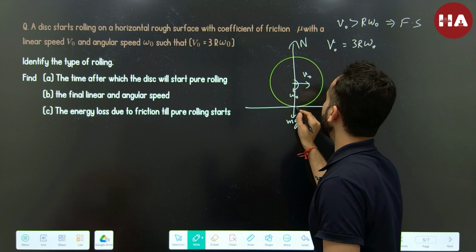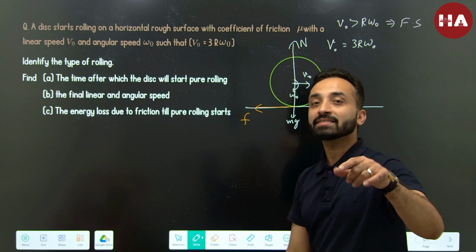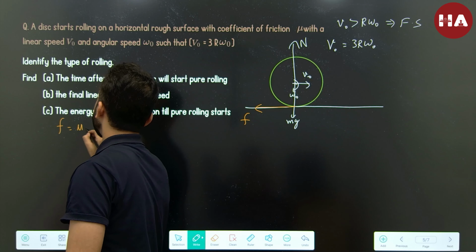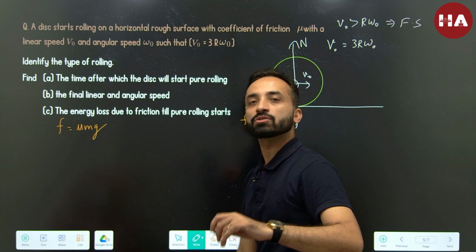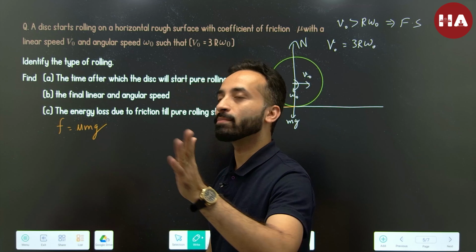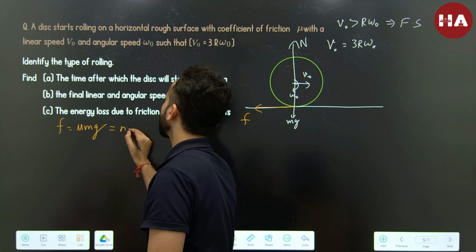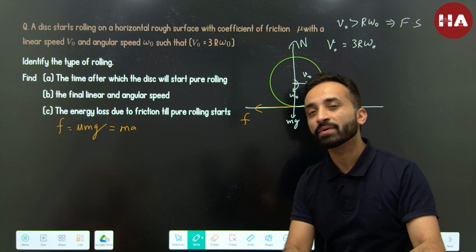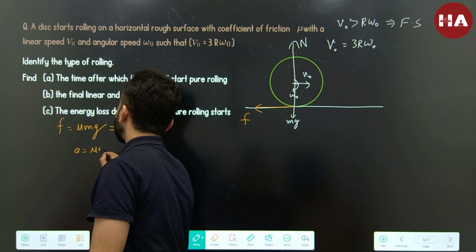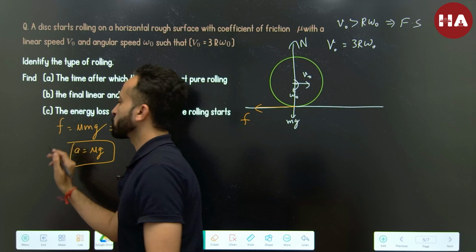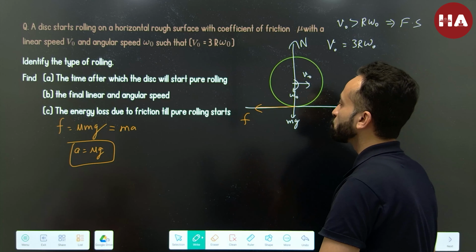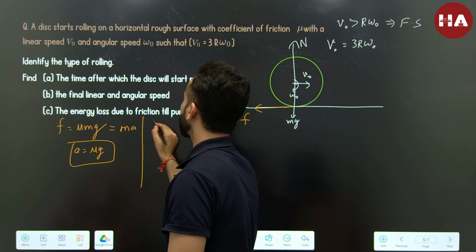Let me quickly show friction here. Since this is slipping, friction is equal to mu N, and N is equal to mg, so friction is equal to mu mg. Now that is equal to ma. I'm assuming that you know the basics of mechanics. So a is equal to mu g. The first thing you need to keep in mind is that it is accelerating, or let's say decelerating, with mu g. Now let's talk about the torque of friction.